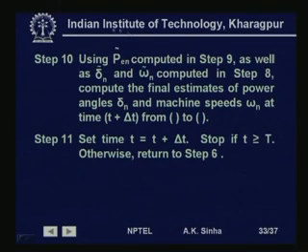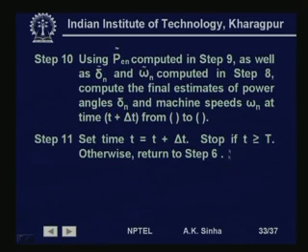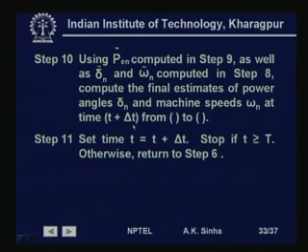So, using this value, we will calculate E again at this point, that is delta n, and we will get the electrical power output here. Using this electrical power output, which is the preliminary estimate, we will again find out the accelerating power, and thereby we will find out delta n hat and omega n hat. Then, using the modified Euler method, we will take the two slopes and take the average of that, and then we will get the value of delta and omega at time t plus delta t.